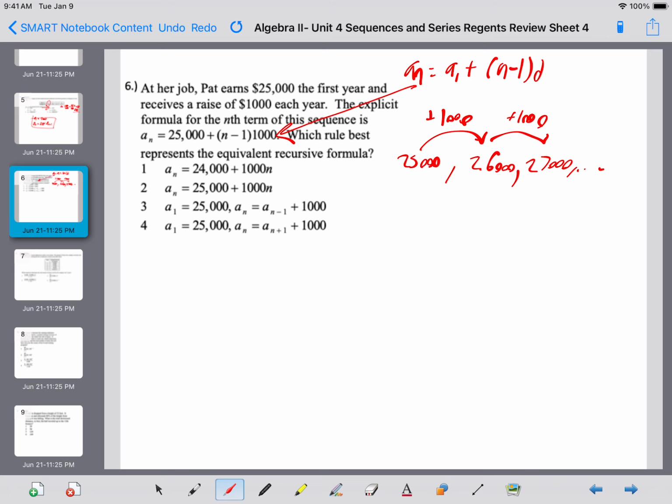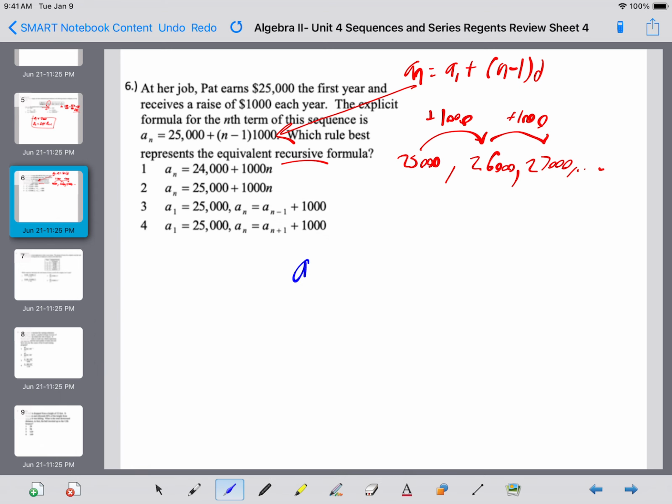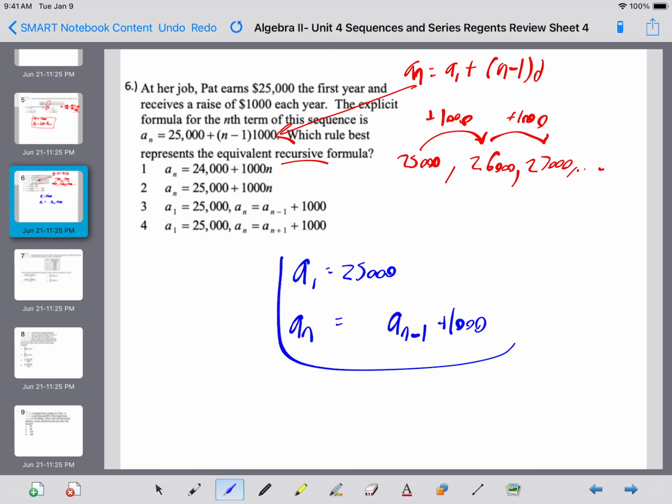Which rule best represents the equivalent recursive formula? So, for the recursive formula, you must state the first term, a sub 1 equals 25,000, and then you want to show a relationship between a term and the previous term. It's going up by 1,000 each previous term. So we're looking for this answer. A sub 1 has to be given, and a sub n minus 1 plus 1,000. Very good. 3.